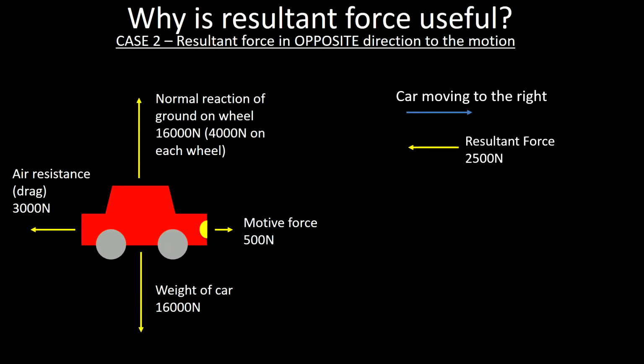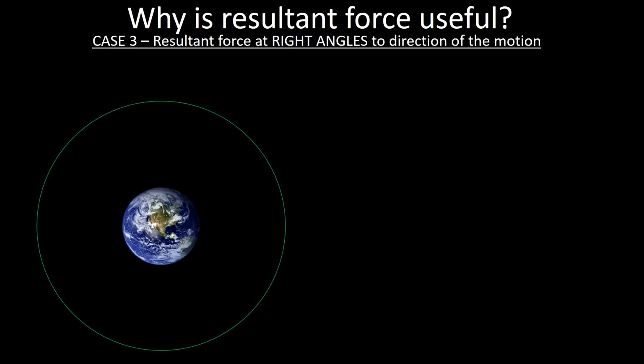This time the resultant force is 2,500 to the left, and that causes a decrease in the speed. So every time the resultant force is in the opposite direction to the motion, there will be a decrease in speed, but again, no change in direction. So, case 3, how do we get the change in direction? And a useful one for looking at this is orbits.